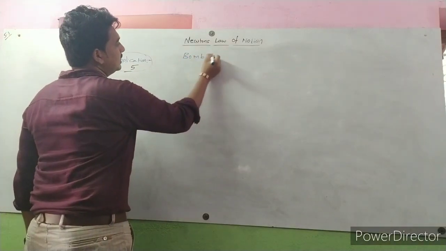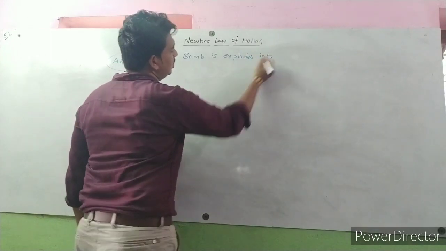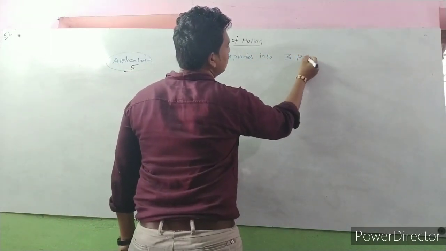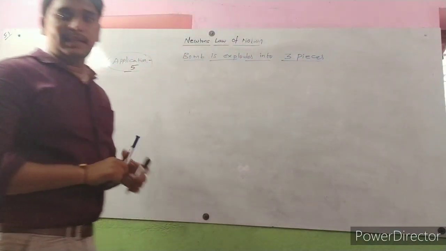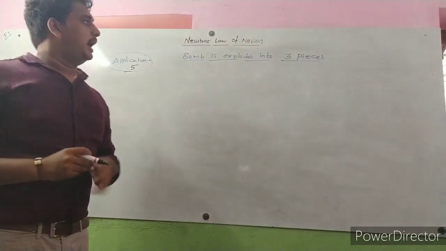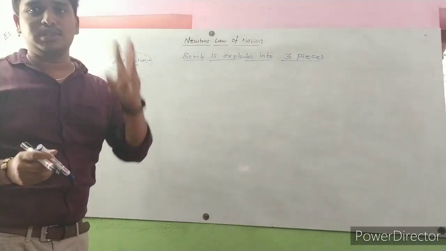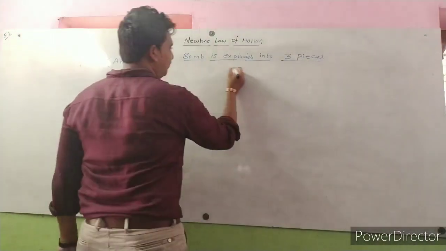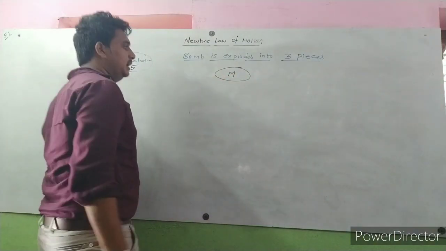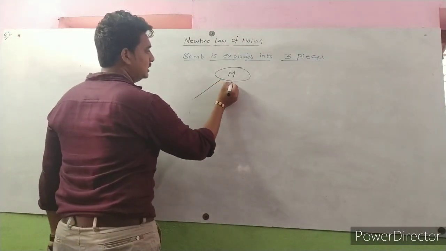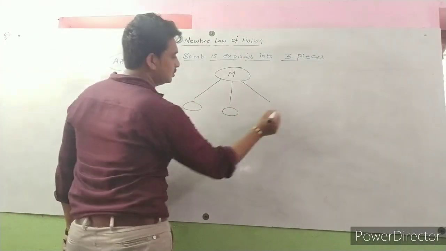A bomb explodes into 3 pieces. A few minutes back, in the last lecture, I explained a bomb exploding into 2 pieces. Now in this lecture, the bomb explodes into 3 pieces. Let us consider a bomb having mass capital M. It explodes into 3 pieces: 1, 2, 3.